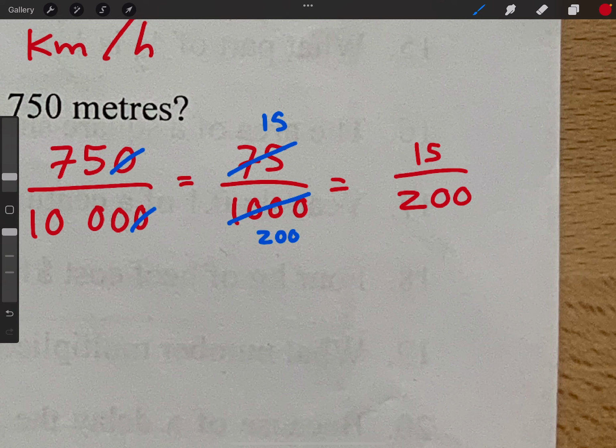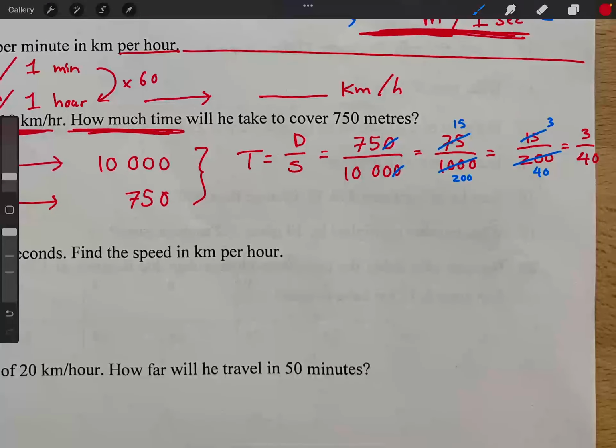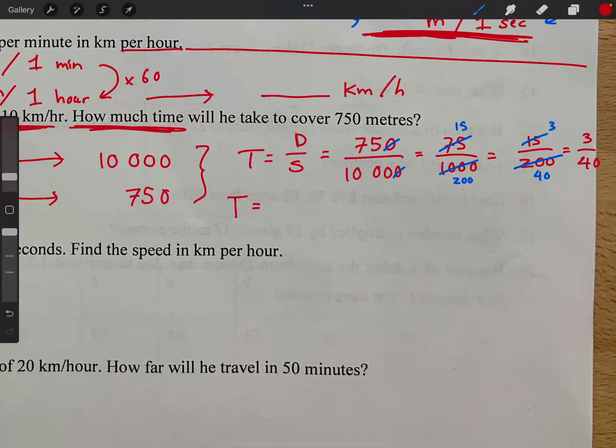I can divide it by 5 again. So this will be 3. This will be 100 divided by 5 would be 20. 200 divided by 5 must be 40. Okay, so 3 over 40. So that means this is 3 over 40. All right. So the time is equal to 3 over 40.